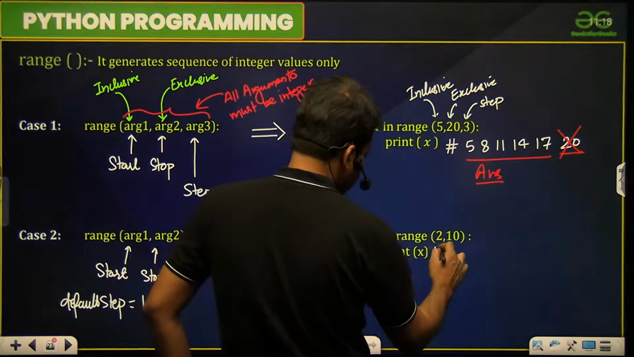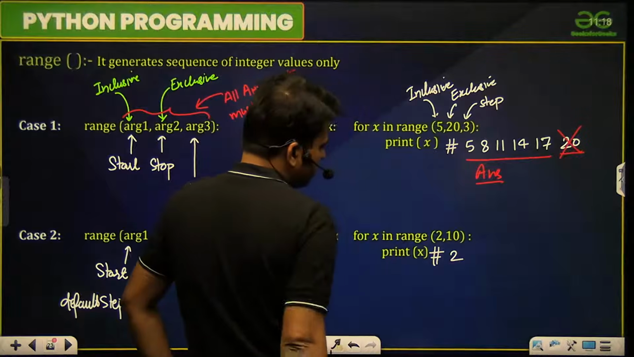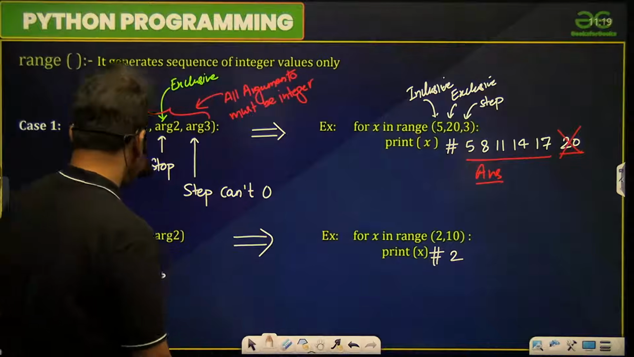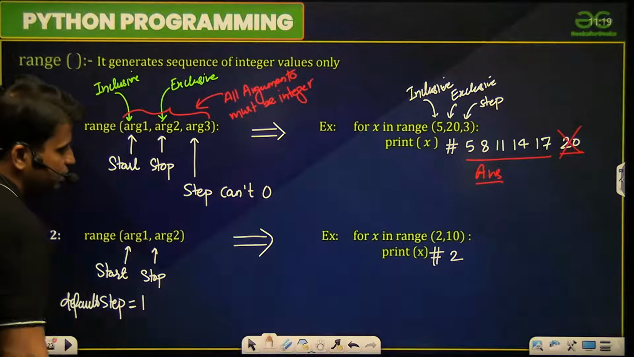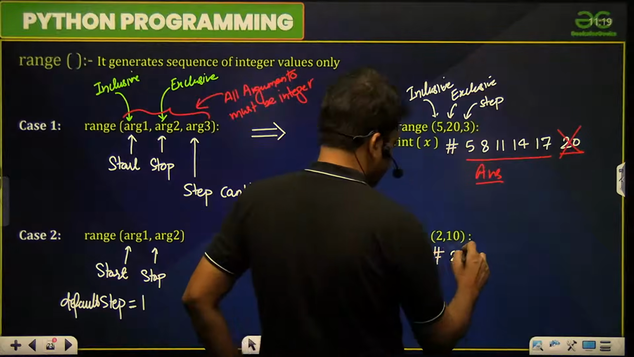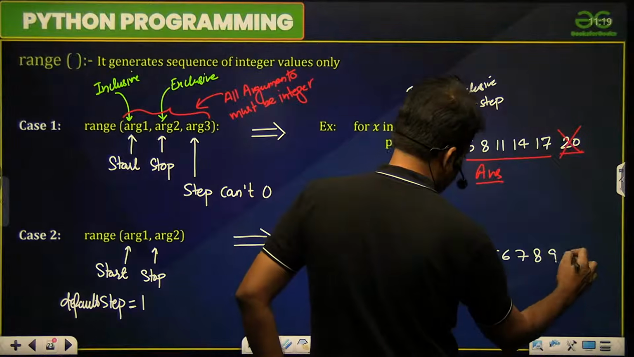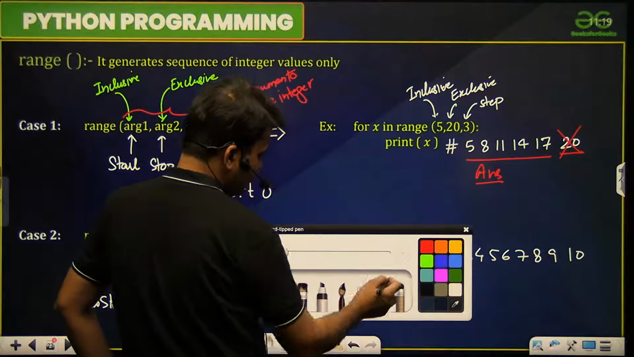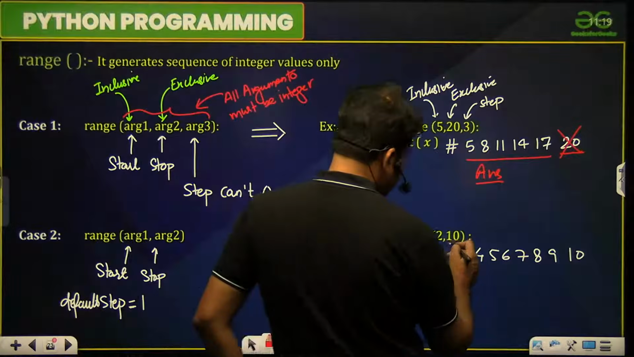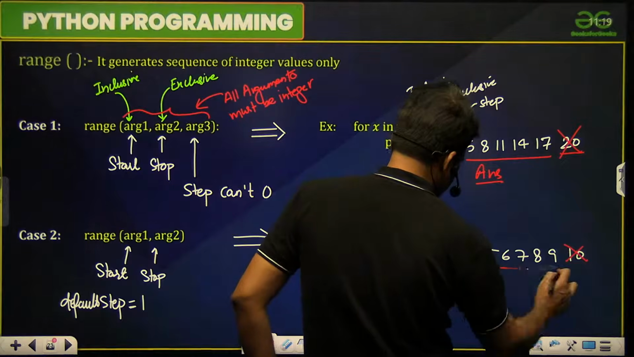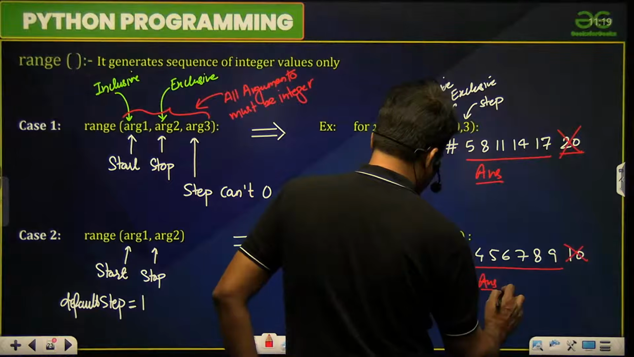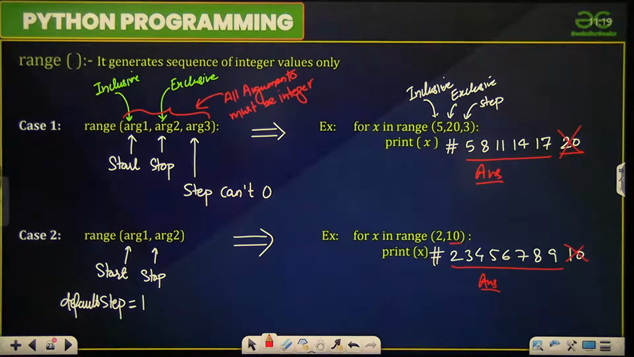This is the start, tell me quickly. This is 2. What is the default step? The default step is 1, student. So 2 plus 1 is 3. 3 plus 1 is 4, 5, 6, 7, 8, 9 and 10. But my dear student, stop is exclusive. So this is your answer: 2, 3, 4, 5, 6, 7, 8, 9.